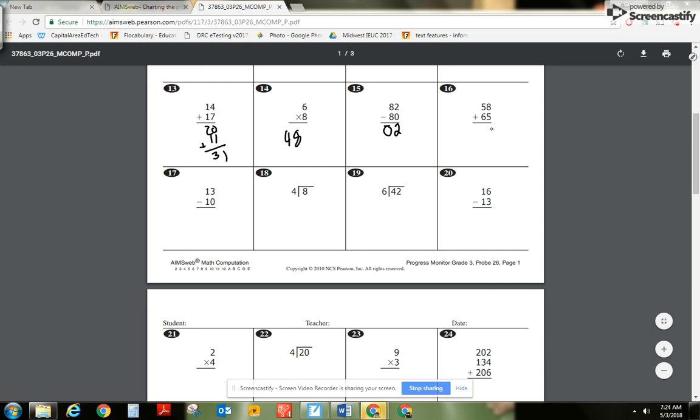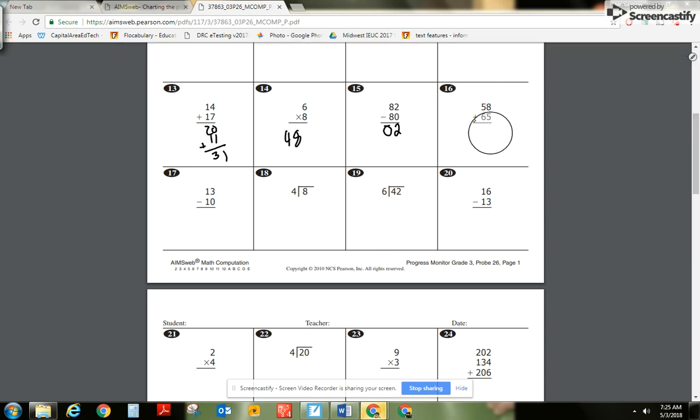58 plus 65. This problem does throw some kids off. You gotta make sure that you regroup here. 8 plus 5 is 13. We're regrouping at tens, and then that becomes 6 plus 6. 6 plus 6 is a double, and it's 123.